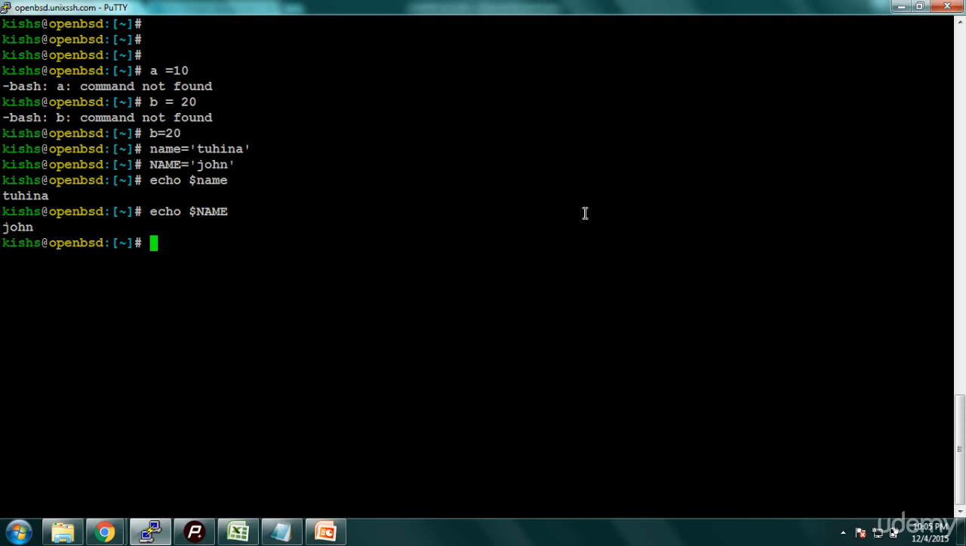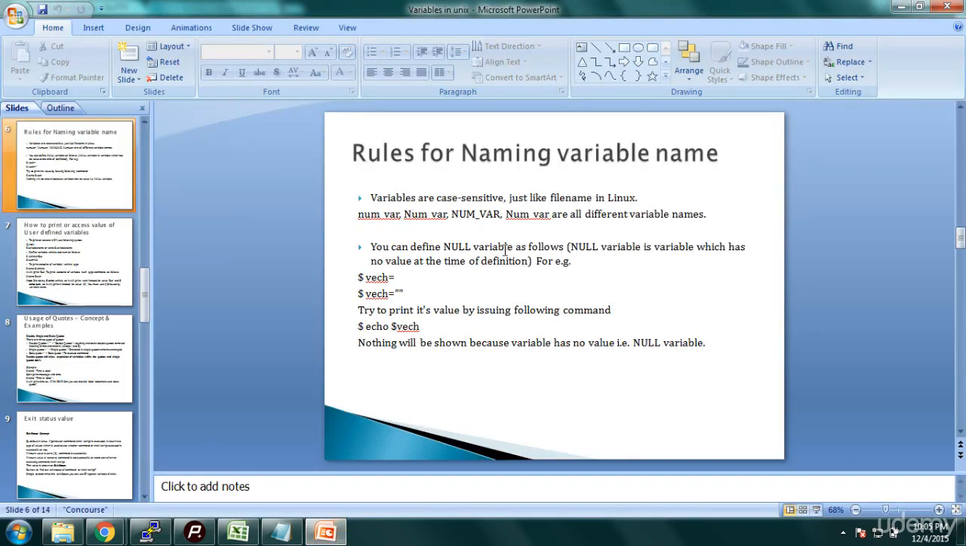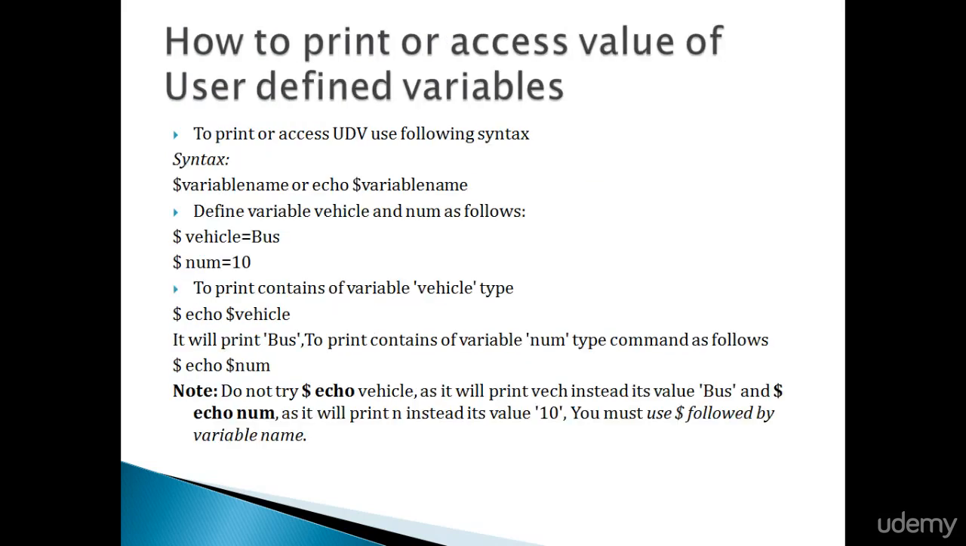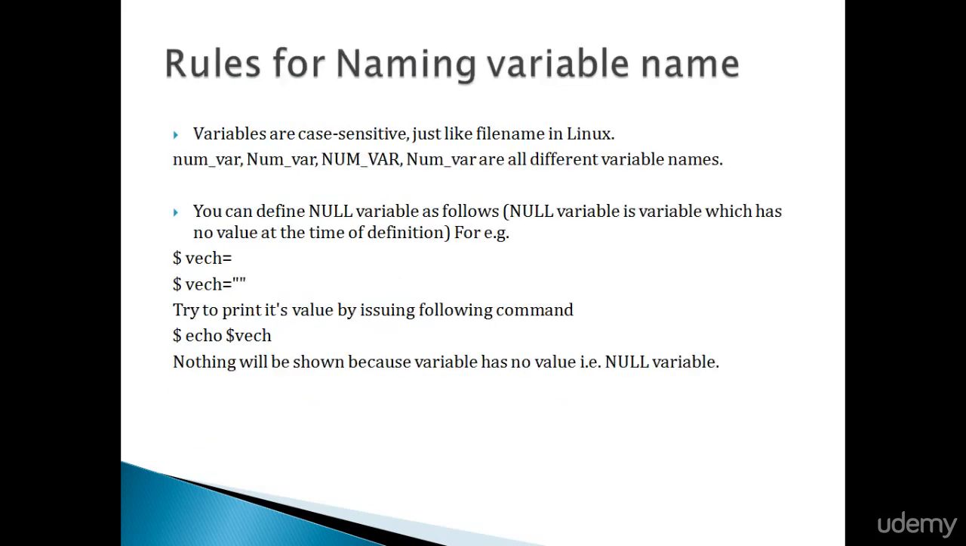Now the next is if you want to provide a null value. How you will do it is var is equal to empty. If you echo var, you will get no output. So these were the rules for naming a variable. This was about how to name a variable and the rules you need to follow.